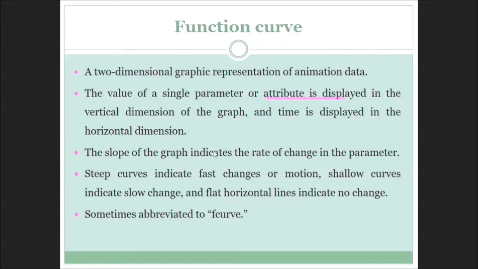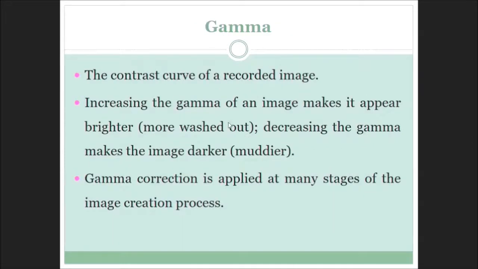So the slope of the graph indicates the rate of change of the parameter, the attribute, and a steep curve indicates fast change or motion. Shallow curves like this indicate slow change, and flat horizontal lines indicate no change. They are also termed as F-curves sometimes.